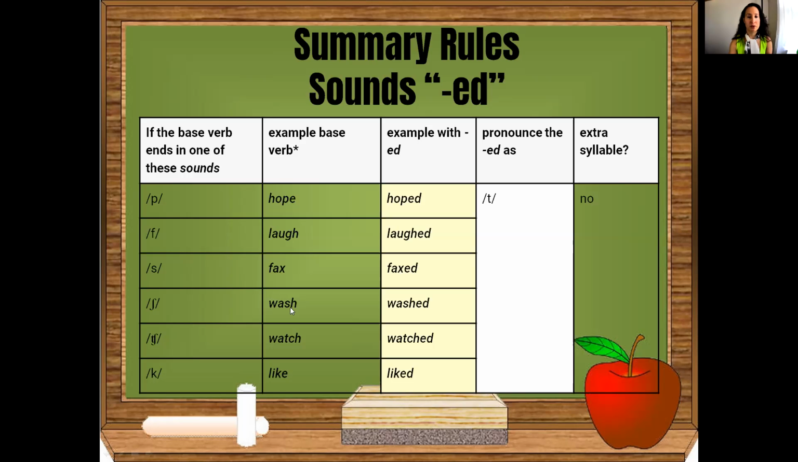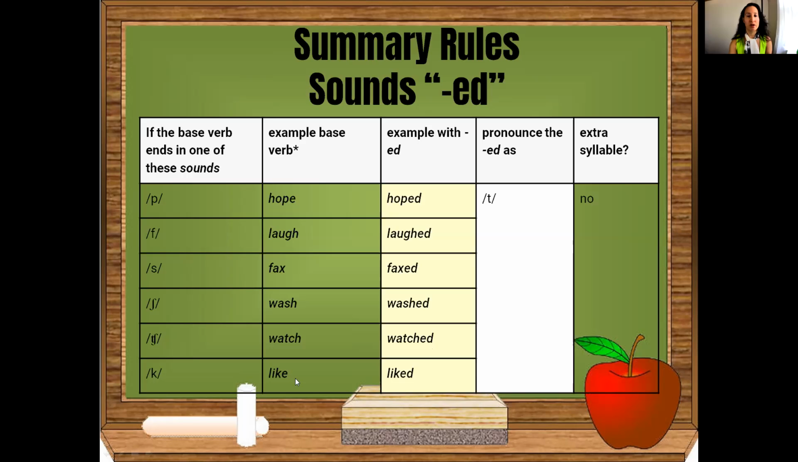Now, here's the base word, and add this at the end for the T sound. What would it be? Washed, washed. Now I know you're seeing ED at the end, but it's not "washed" with an ED sound, it's washed, with a T sound. What about this one? Add the T at the end for the sound. How would you say this one? Watch. And now with the ED sound, with the T, watched, watched.